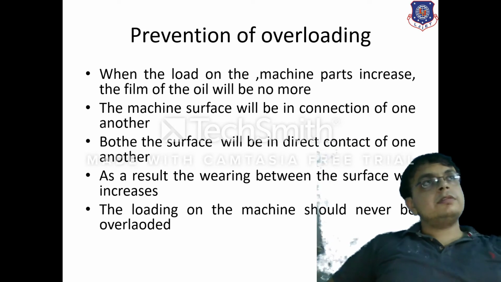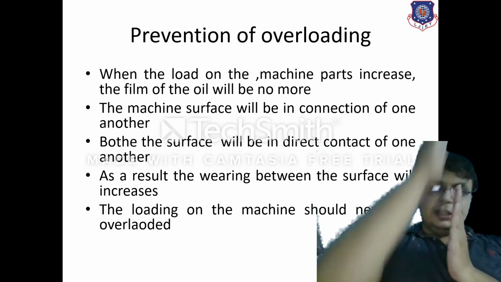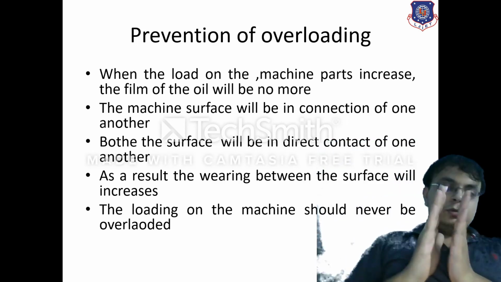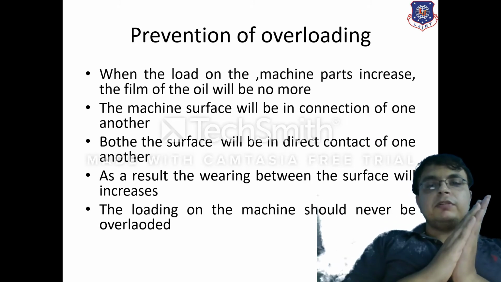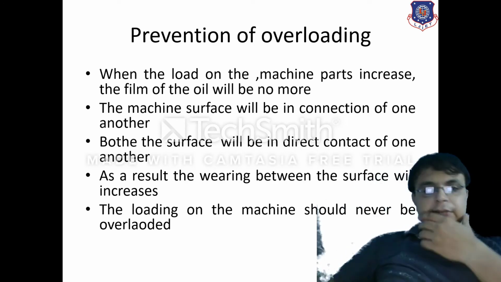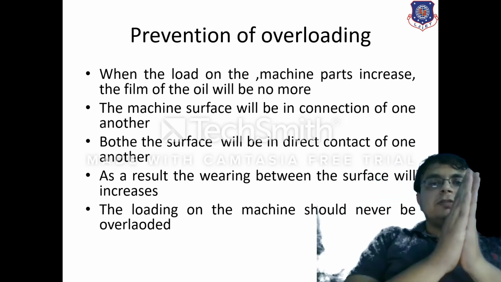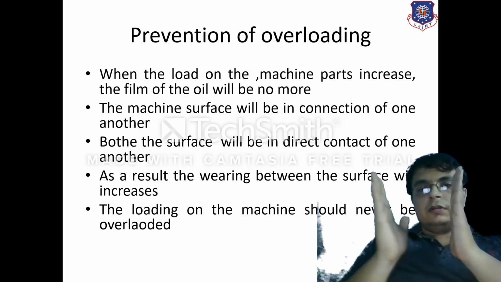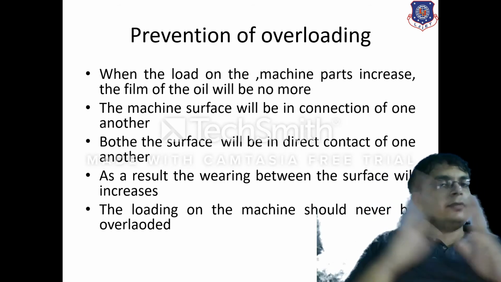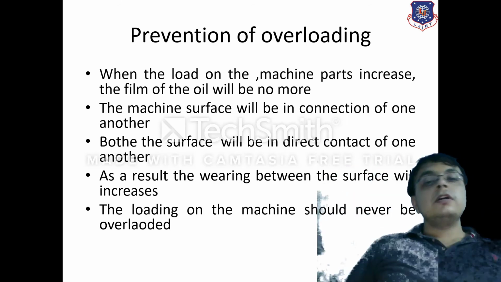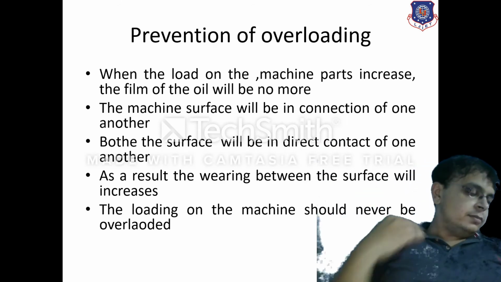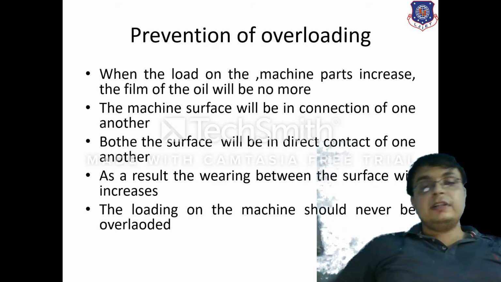Prevention of the overloading. We all know that between the two surfaces in the machine there will be a film of the oil, and over that surface the loading will be occurring. So when the two surfaces having the film in between are overloaded, the film will come out of it, it will not remain at its place, and as a result the two surfaces will come in contact with each other. They will work in contact with each other, and more will be the wearing, and as a result of this the wearing out of the overall machine will take place. So it is necessary that the machine should never be overloaded. The loading of the machine should not exceed its design.